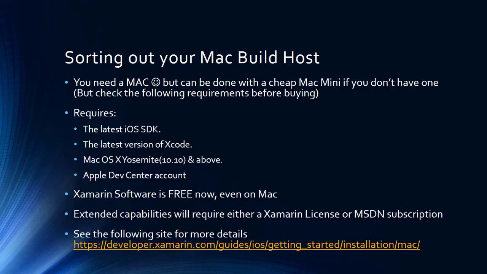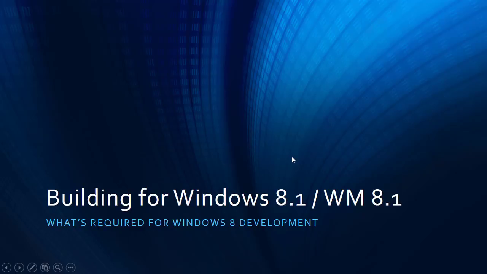You can check out the link below, which tells you about setting it up. It goes through all the steps for setting up your Xamarin Mac build host, and it's very good. The basic edition of that is free, but if you want to do more, you'll need either a Xamarin license or an MSDN subscription. Either will do, because obviously Microsoft owns Xamarin now, so all the licensing is quite centralized. So that's Apple. Now, what about Windows?